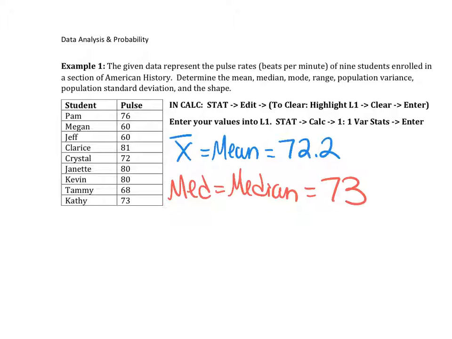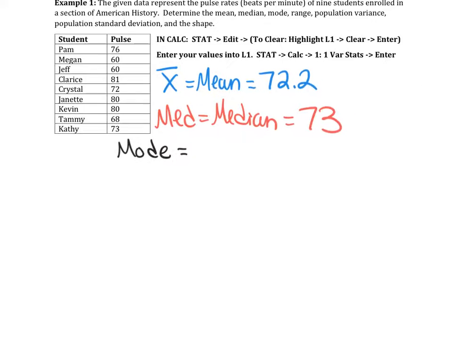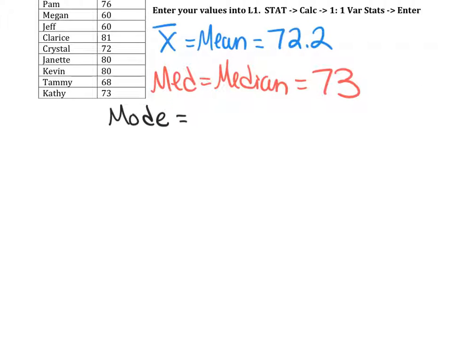Okay, now the mode is not explicitly given in this list here. But there is a way that we can figure it out when we have more data values. So I want to skip mode for right now. We'll come back to that, but leave a little bit of space underneath mode.